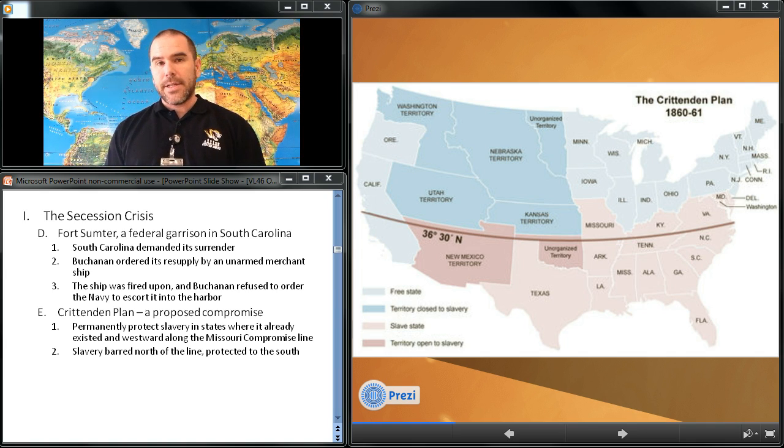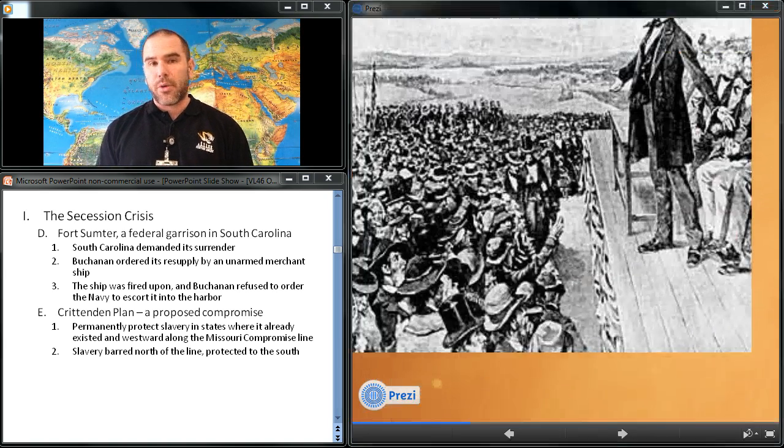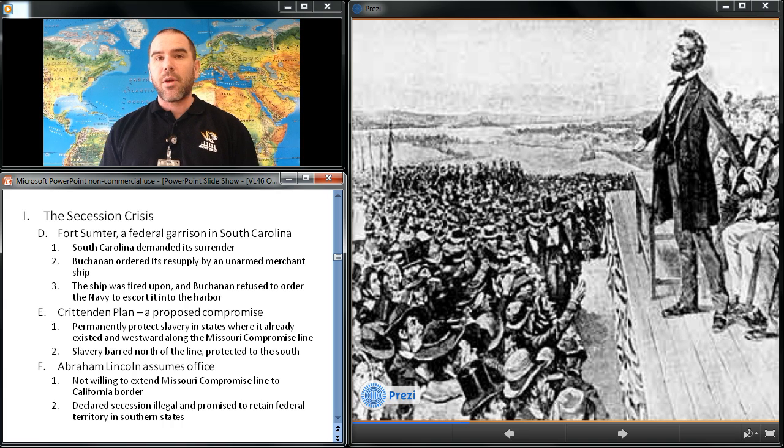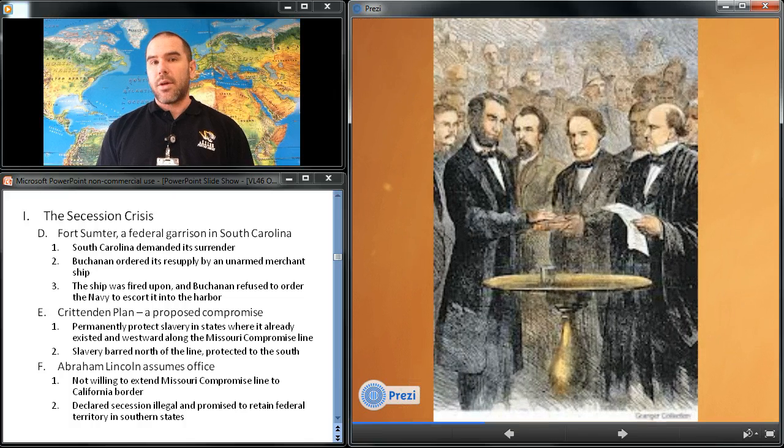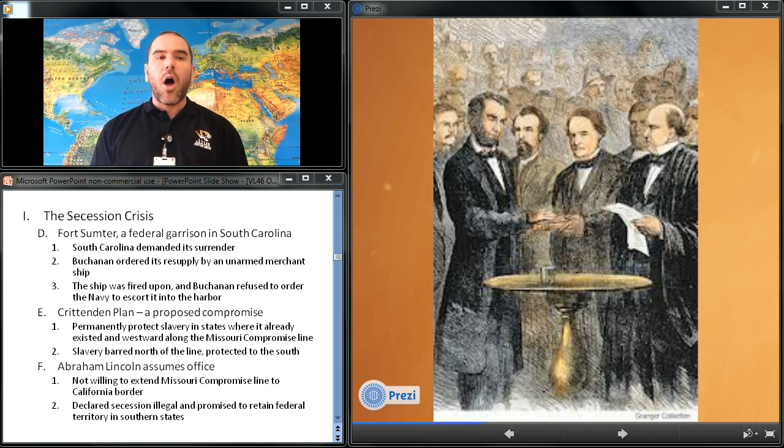Now, Lincoln takes office. Lincoln upheld the first part of the Crittenden Plan to protect slavery where it already existed, but he was not willing to extend the Missouri Compromise line all the way to the California border. Lincoln declared that secession was illegal and that acts against the Union constituted insurrection. He would enforce federal laws as well as continue to possess federal property located in the seceded states.